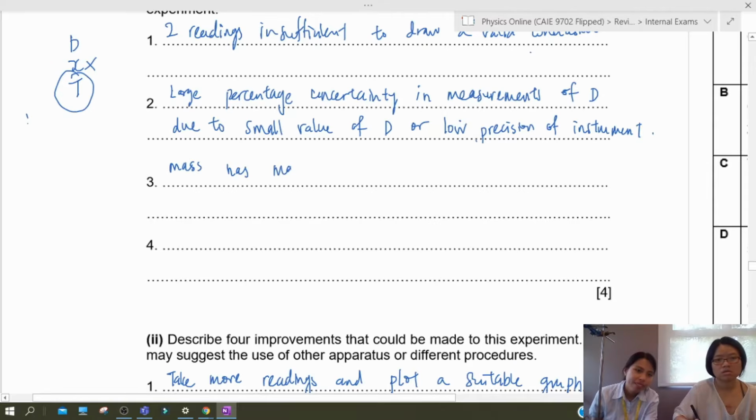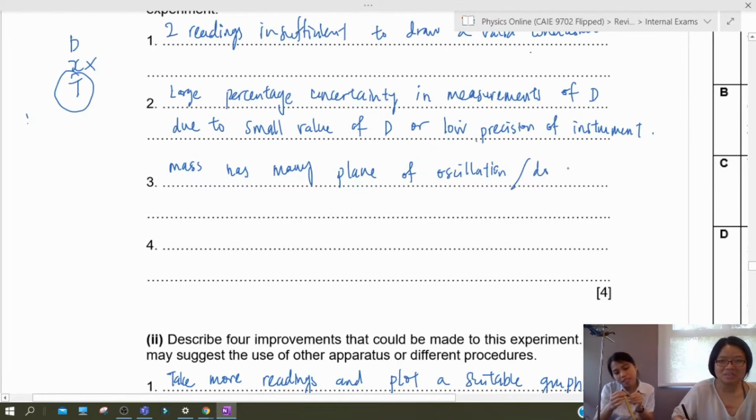Mass. I think I spoiled the spring now, it's out of shape already. Must tell Miss Vanny sorry now. The mass does not oscillate in a straight line, in a single plane.